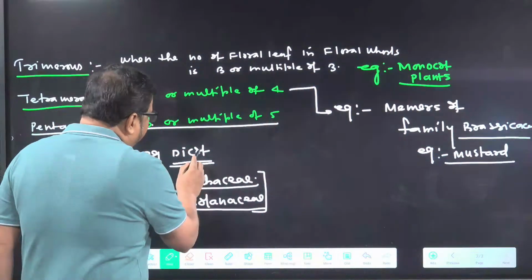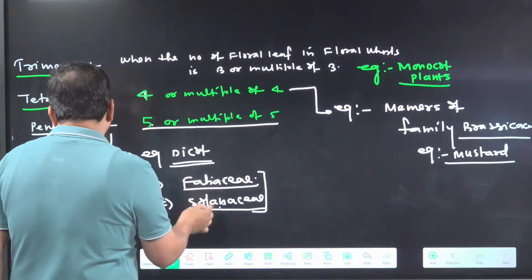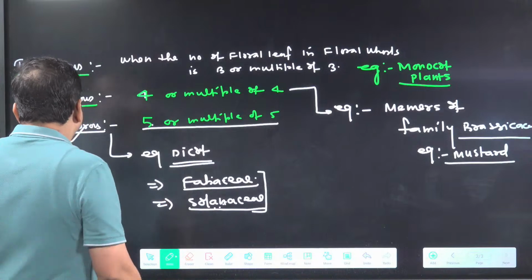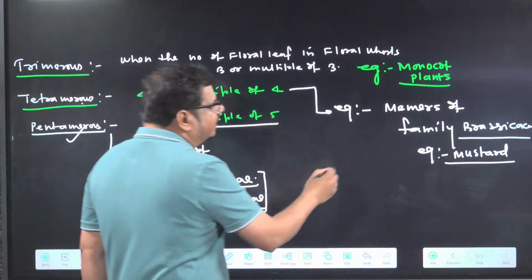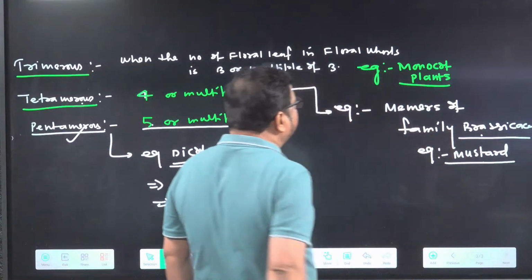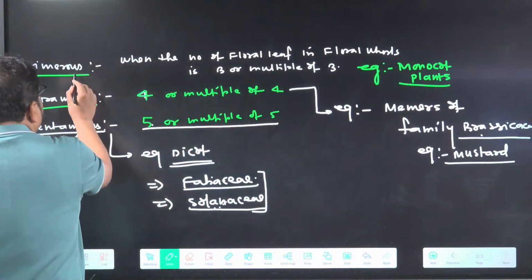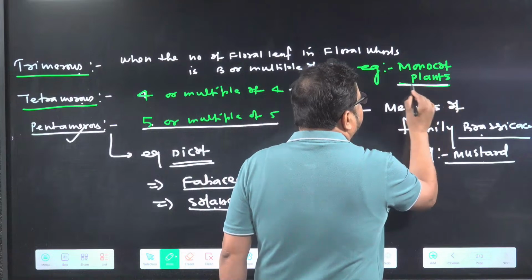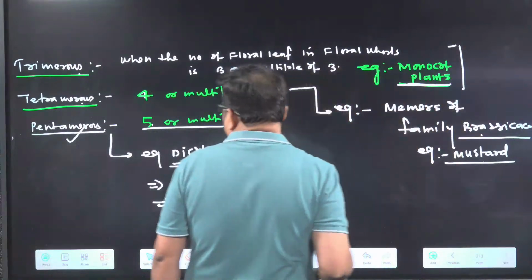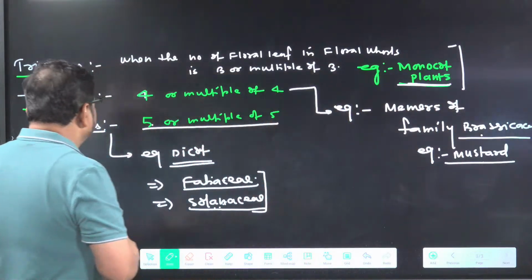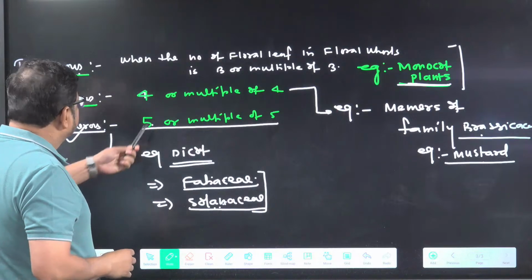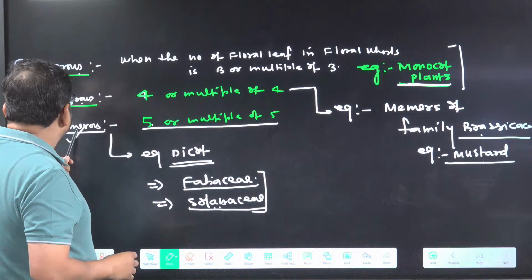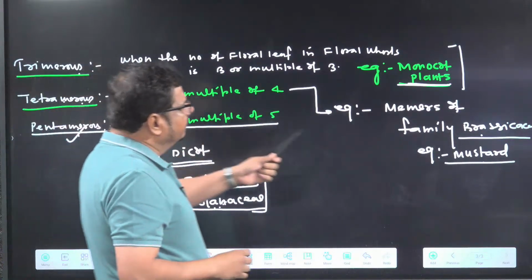So in NCERT, 2 family which is given is pentamerous, that is Fabaceae and Solanaceae. 1 family is tetramerous, that is which one? Brassicaceae, it is a mustard family. And in NCERT, 1 family which is given is trimerous, that is Liliaceae. And Liliaceae is what? Monocot family. Getting the things or not? Tetramerous and pentamerous.